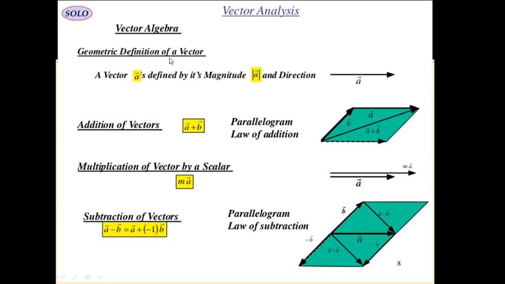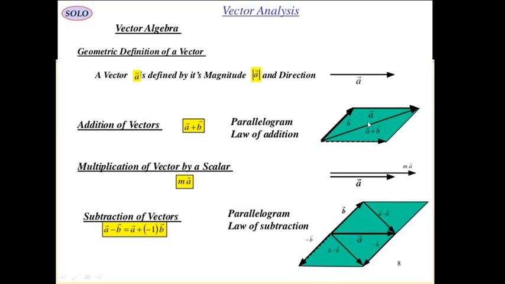So geometric definition, pictorially you can look at what it means by a vector. A vector a is defined by its magnitude, written as mod a, or you can say simply a. So this is direction a and the magnitude will be a. The addition means vector a is added to b, tail to head and again tail to head, so you can join from one tail to another head, so it's a plus b.